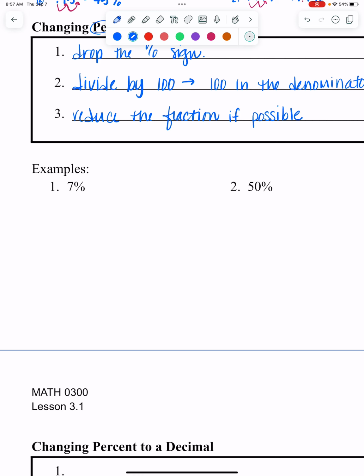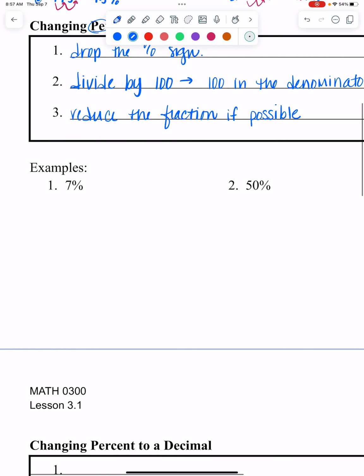So we'll start off with 7%. The first step was to drop the percent sign. So there's my 7. Divide it by 100, which really means we're going to put a 100 in the denominator. The third step says to reduce if possible. Well, I know 7 is a prime number, so it can only be divided by 1 and 7. So this will not reduce.